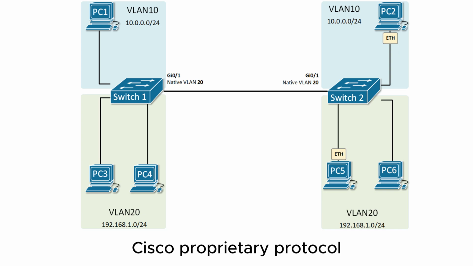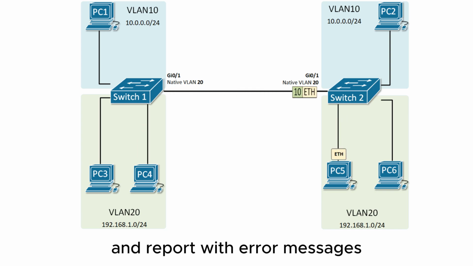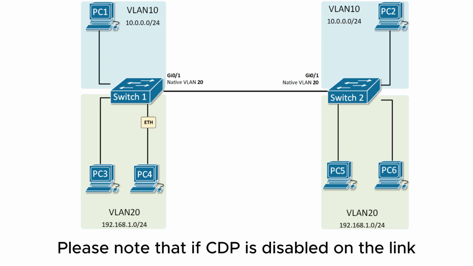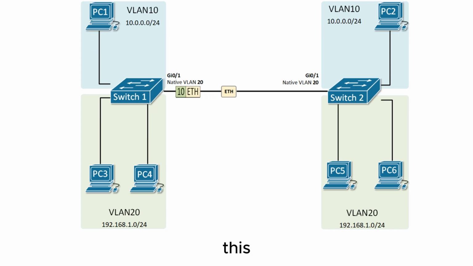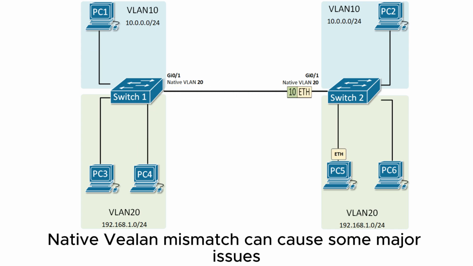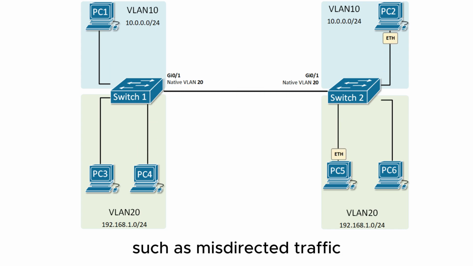Cisco proprietary protocol CDP can detect this misconfiguration and report with error messages as shown below. Please note that if CDP is disabled on the link, there is no way for the switch to automatically detect this. Native VLAN mismatch can cause some major issues and security implications, such as misdirected traffic.